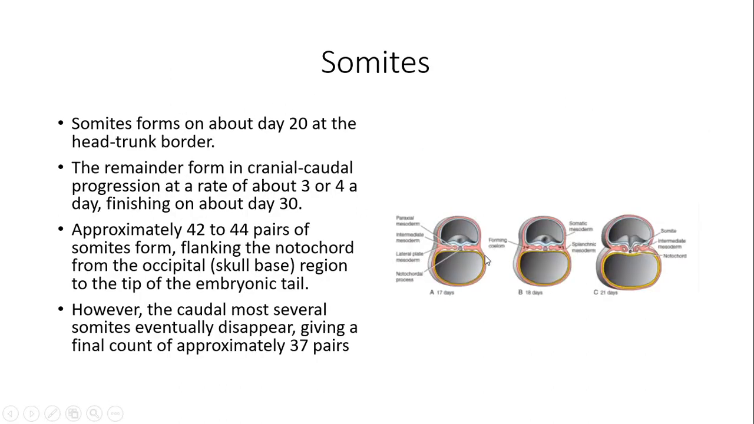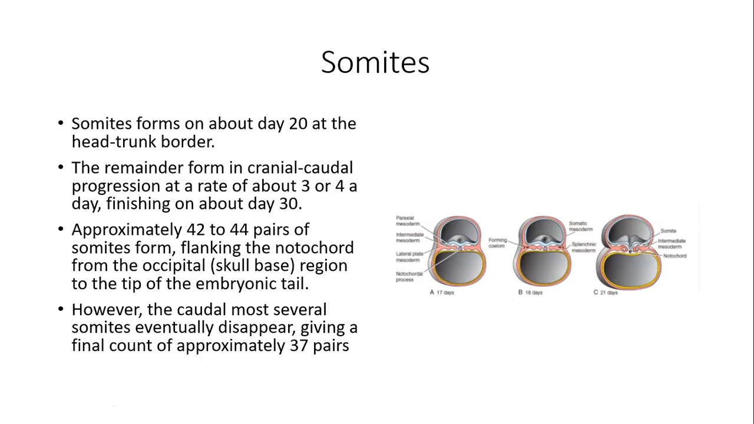Somites form at about the 20th day at the head and trunk border. The remainder form in cranial to caudal progression at a rate of about 3 or 4 per day, finishing on about day 30. So 3 to 4 somites form in a day, and by day 30 their formation stops.